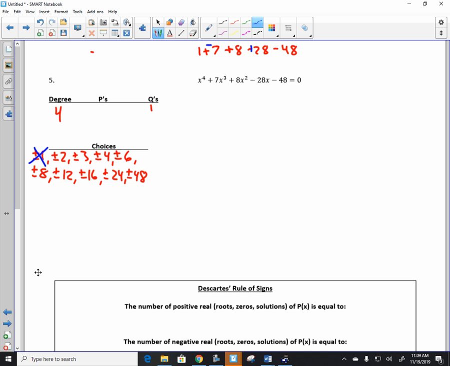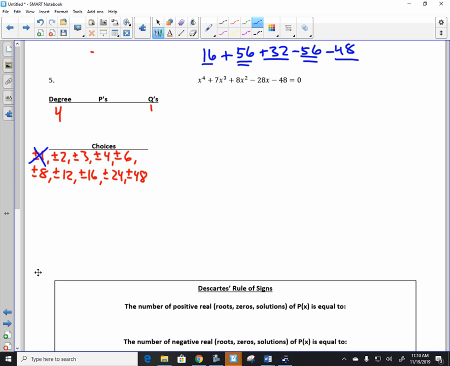We'll try 2. What's 2 to the fourth? 16 plus 2 to the third is 8 times 7 is 56. 2 squared is 4 times 8 is 32. Right now you're not feeling very good, but then all of a sudden you tried -28 times 2 is -56. Ooh, and minus 48. Look at us go now. We got -48, which offsets with those two, and then 56 and -56. Those cancel. We're good, huh?